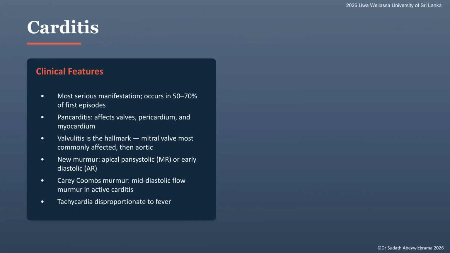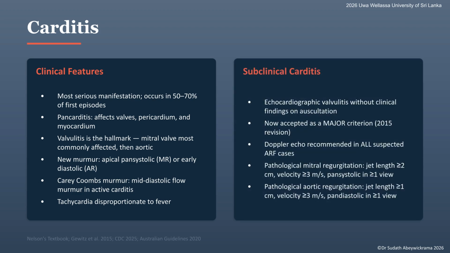Carditis is the most serious manifestation, affecting 50 to 70% of first episodes, often presenting as pancarditis. Valvulitis, typically affecting the mitral valve, is the hallmark, often resulting in new murmurs like apical pansystolic or early diastolic murmurs. Subclinical carditis, detected by echocardiography, is now a major criterion, and Doppler echo is recommended in all suspected ARF cases.